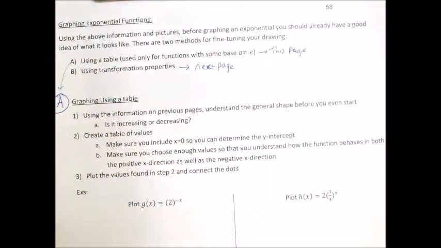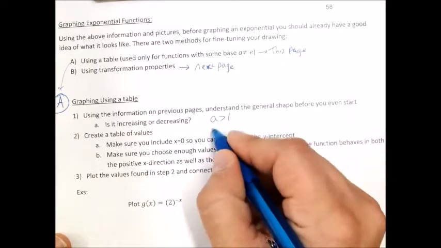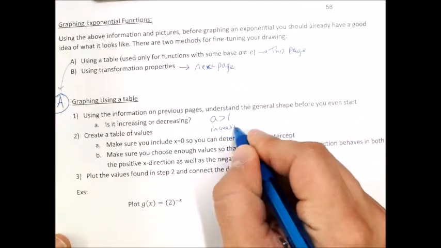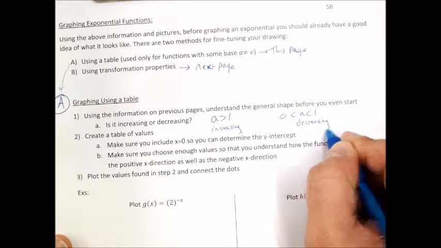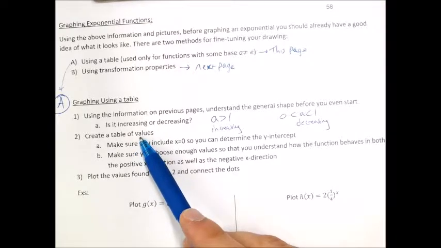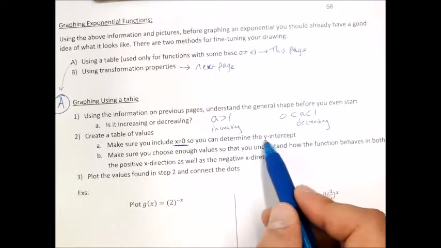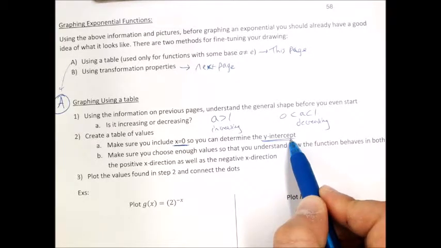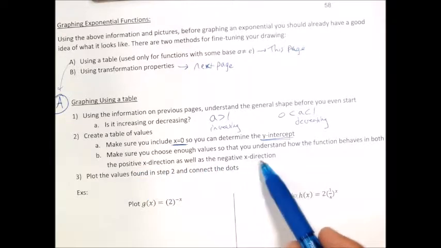Using a table, again, we already know the general shape before we start. If A is bigger than 1, it's going to be increasing. And if the base is between 0 and 1, we know it's going to be decreasing. And then we just create a table to fine-tune that concept. When we make a table, we want to make sure we include x equals 0, because that's going to find the y-intercept. And then we just choose enough values so that we understand how the function behaves in both directions. And then we just plot those points.